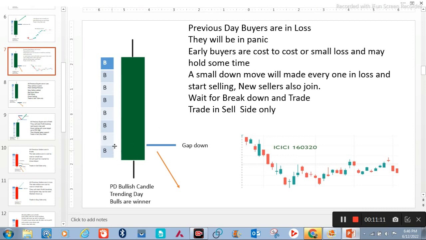They may hold sometimes and wait for the market to go up. A small down move will put everyone in loss. Suppose the market gives a small down move here, moves like this, and then comes up to here. Now imagine the situation of all these previous day buyers. All these previous day buyers are in loss now. What will they do? A small down move will make everyone in loss and they start selling. They will start the profit booking. This is loss booking.